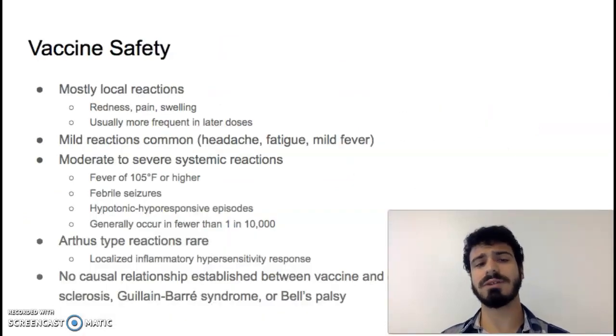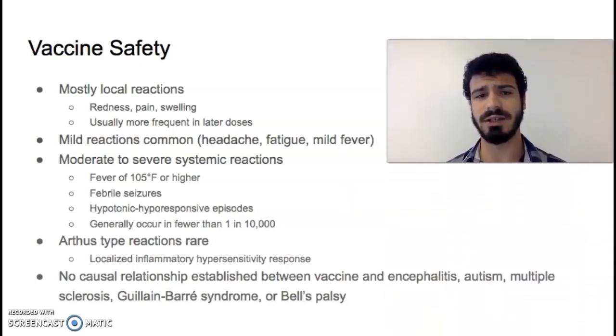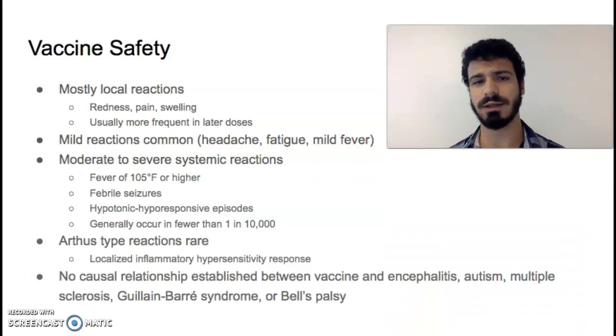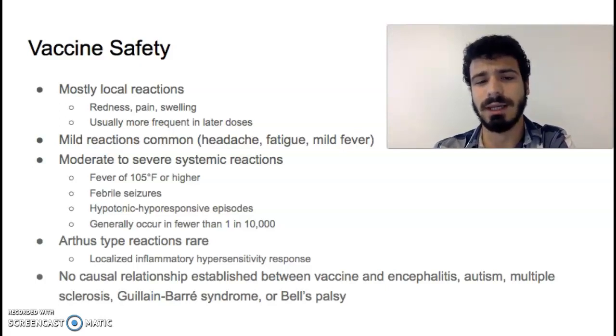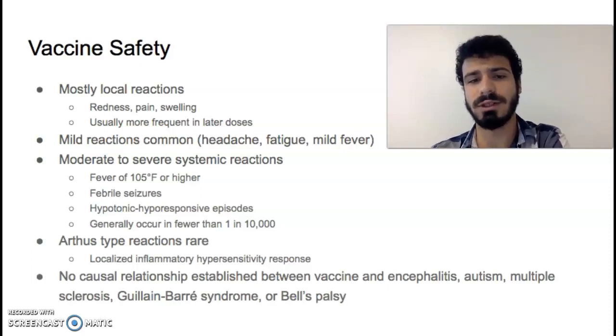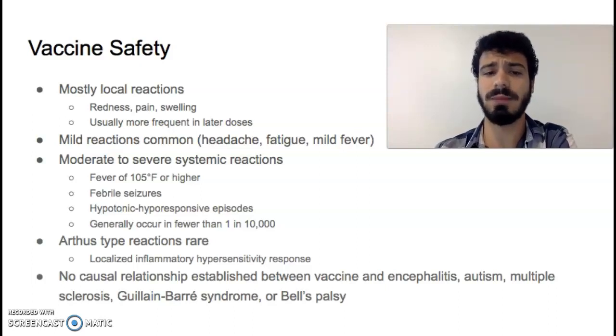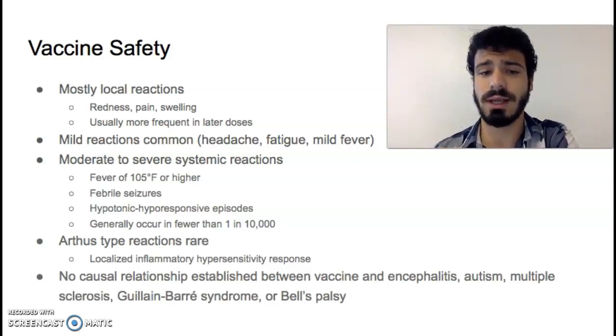As far as vaccine safety is concerned, generally it's mostly local reactions, like other vaccines: redness, pain, swelling, which are usually more frequent in later doses. Mild reactions are common, with headache, fatigue, and mild fever. And then moderate to severe systemic reactions can occur. They're extremely rare, generally fewer than 1 in 10,000 people. Those would include a fever of 105 degrees or higher, febrile seizures, and hypotonic or hyporesponsive episodes.